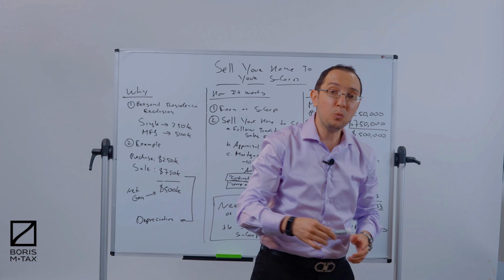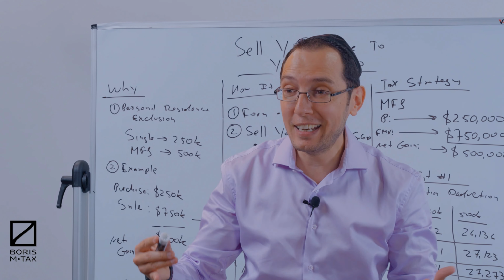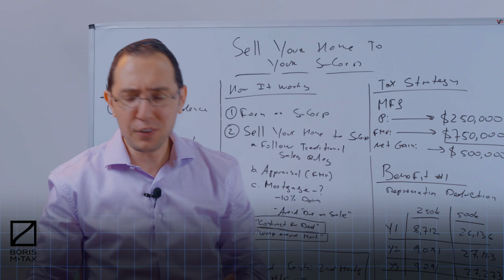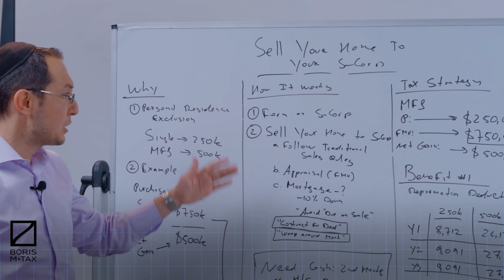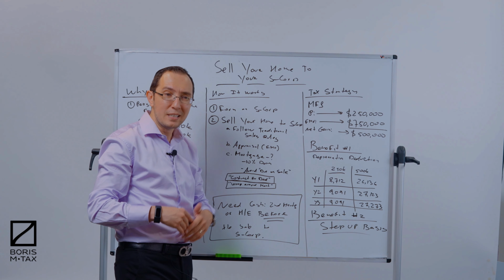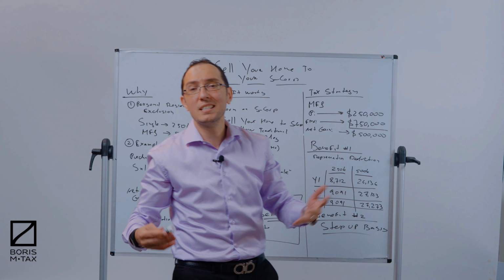Now, what you do not want to do is treat it not like a traditional sale. Definitely treat it as a traditional sale. The IRS wants to see documentation and paperwork. So if you don't follow traditional sales rules, the IRS might say this is a sham, you just made things up over here. So what does it take to follow the rules?